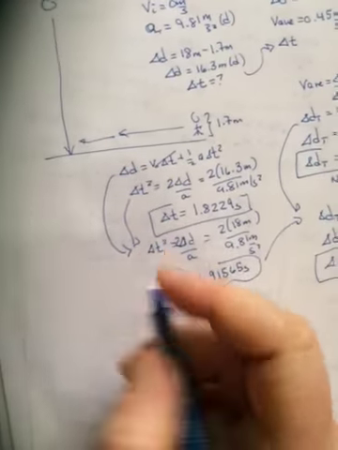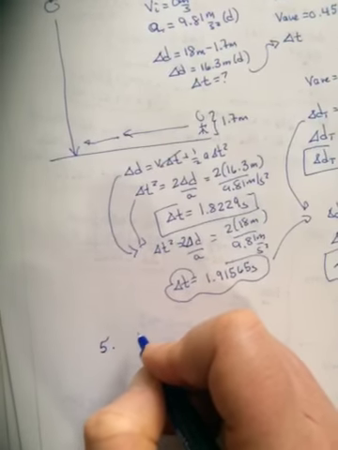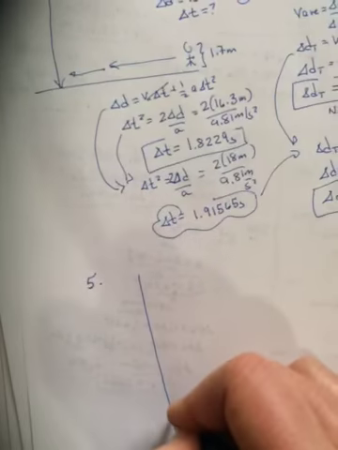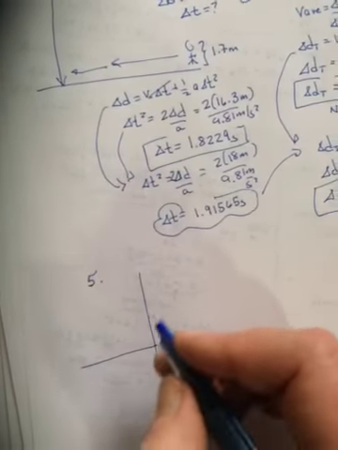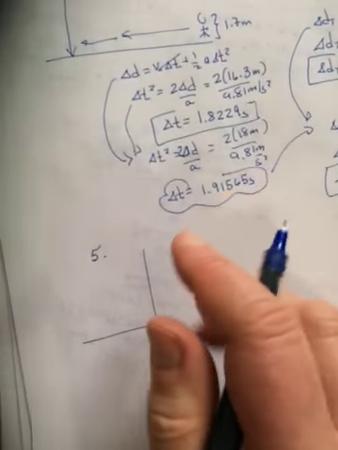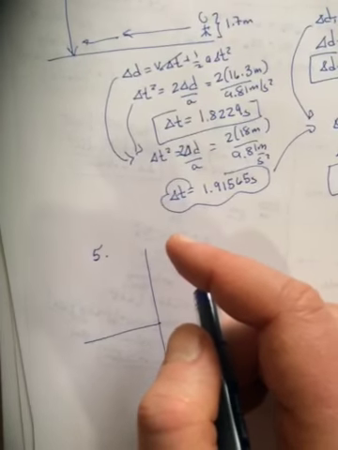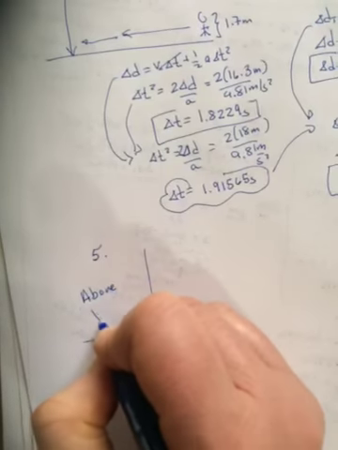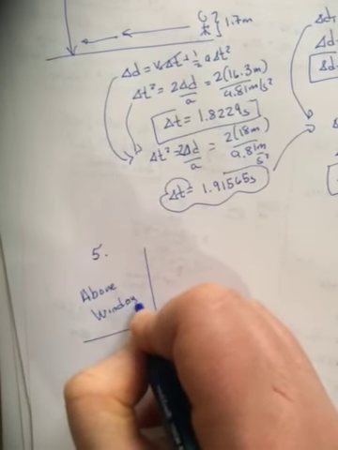All right, number 5 says a dropped object passes a window. And we're probably going to run out of time before we get this one done. A dropped object passes a window that's 1.3 meters tall. What height above the window? So the two sections, above window and window.